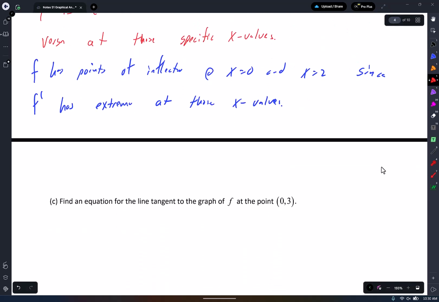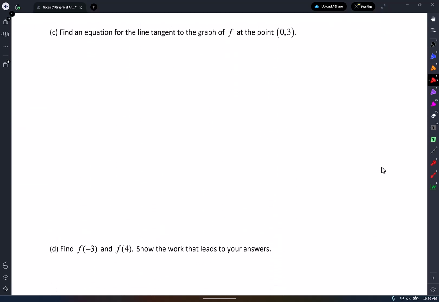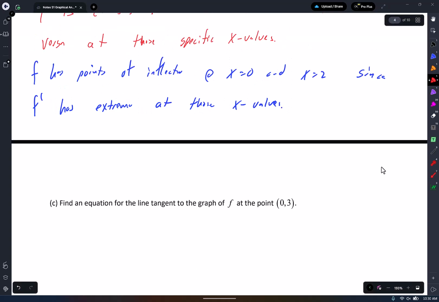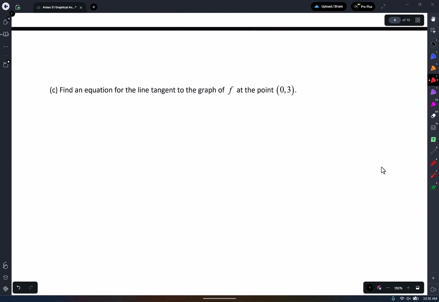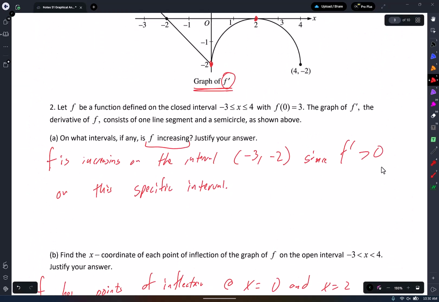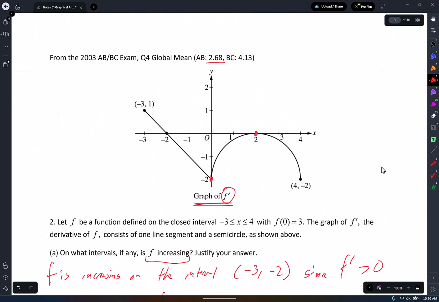All right. Letter C. So far, none of this looks crazy. Find an equation of the line tangent to the graph of f at the point 0, 3. What do I need for a tangent line? Point-slope. Do they give me a point? Yes. Can I get a slope? Yes. This graph here is f prime. So let me write my point here. My point is 0, 3, and I need f prime of 0. So I go to my graph. What is my f prime of 0, Ms. Cruz? Negative 2.